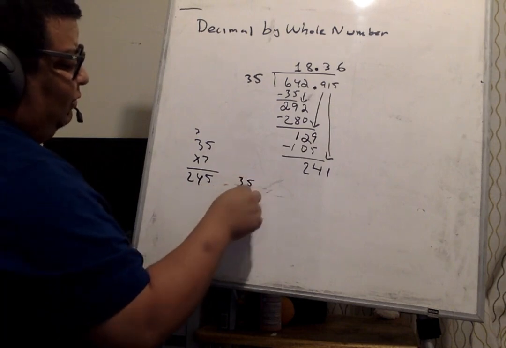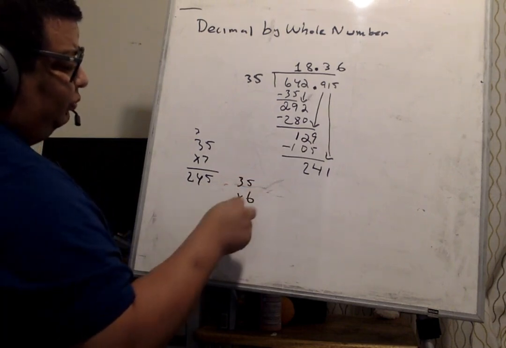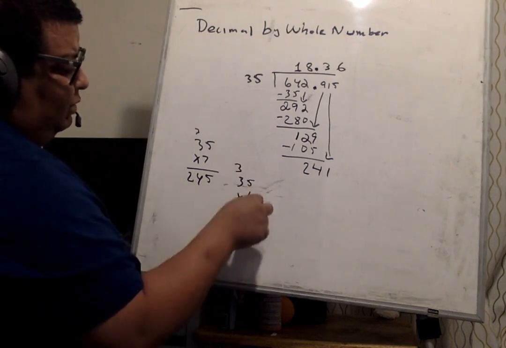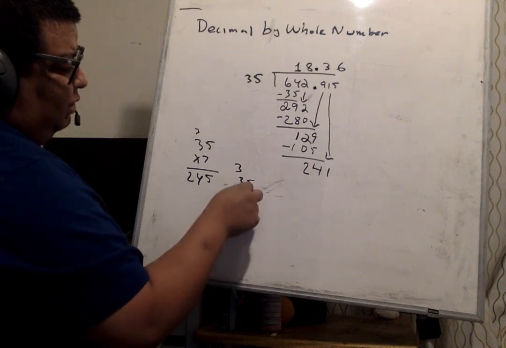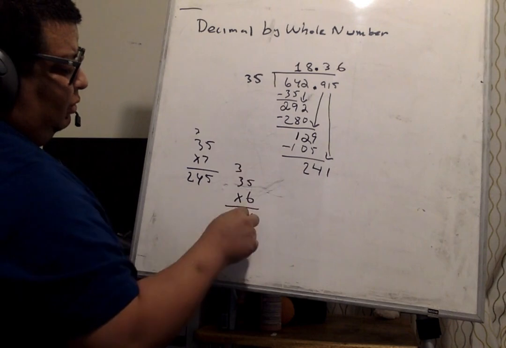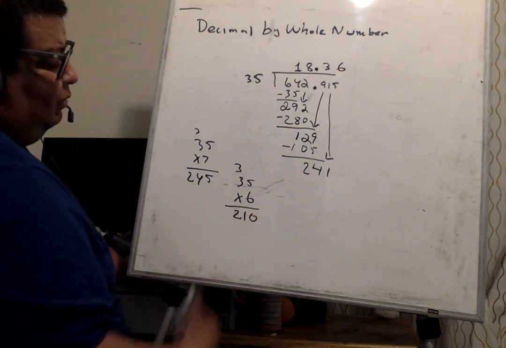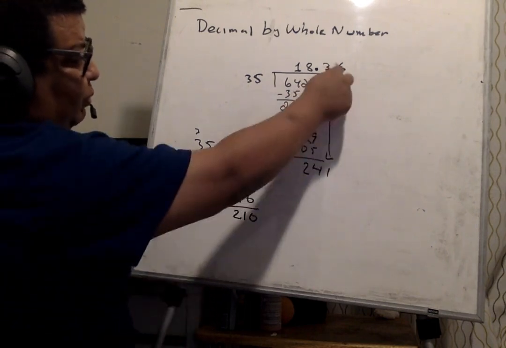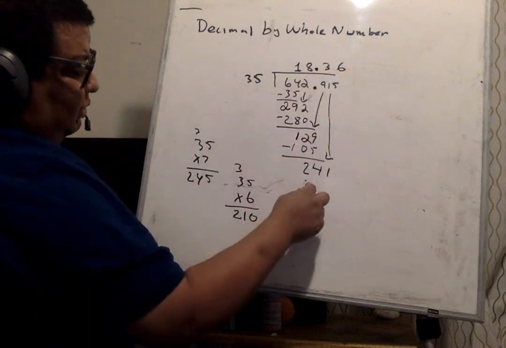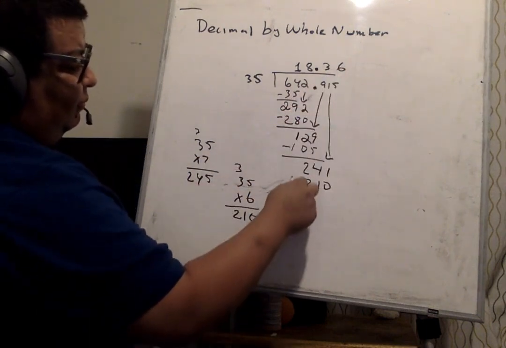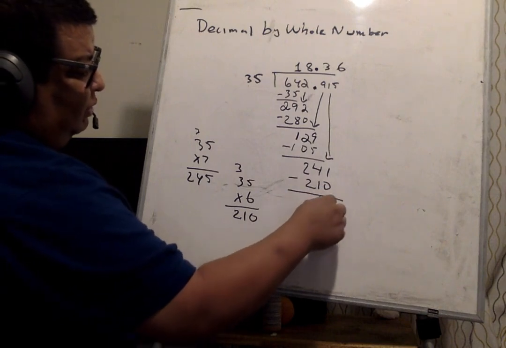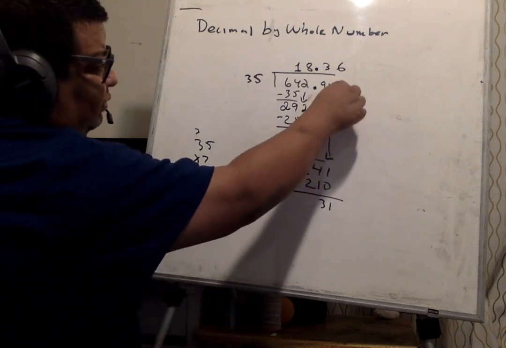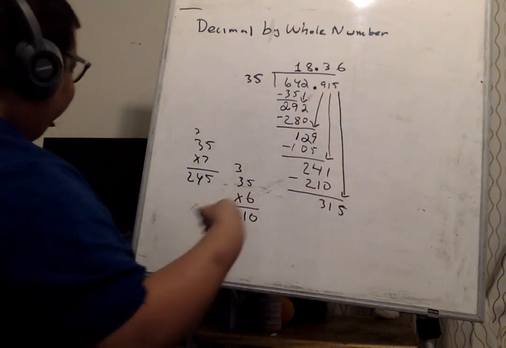Because 35 times 6: 6 times 5 is 30, carry 3. 6 times 3 is 18, plus 3 is 21, that's 210. If I add 35 to it, that's going to put me at 245, so we don't want that. So we put the 6. 35 times 6 is 210. Subtract, that's 31. Finally, put a 5, and bring down the 5.